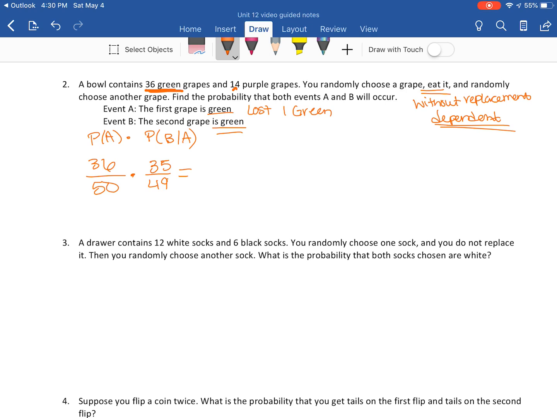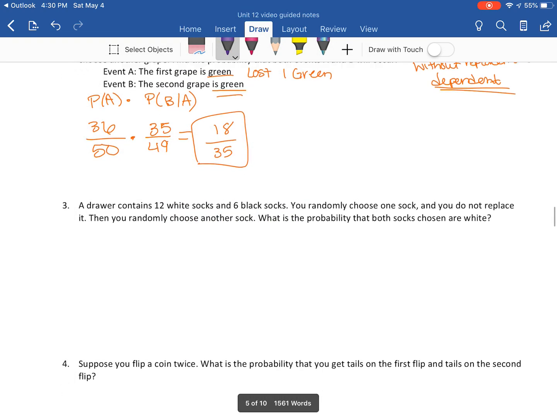We'd multiply these together, and when you simplify, you should get 18 out of 35 is the probability of picking a green grape, eating it, and then picking another green grape. This would be a good time to pause and see if you can set up number 3.